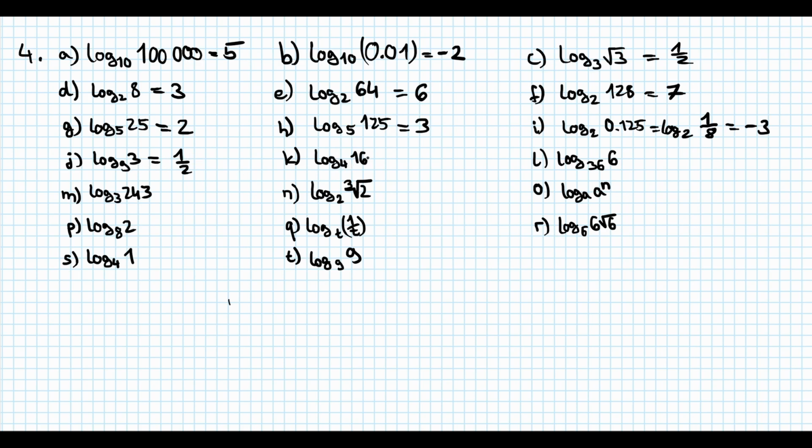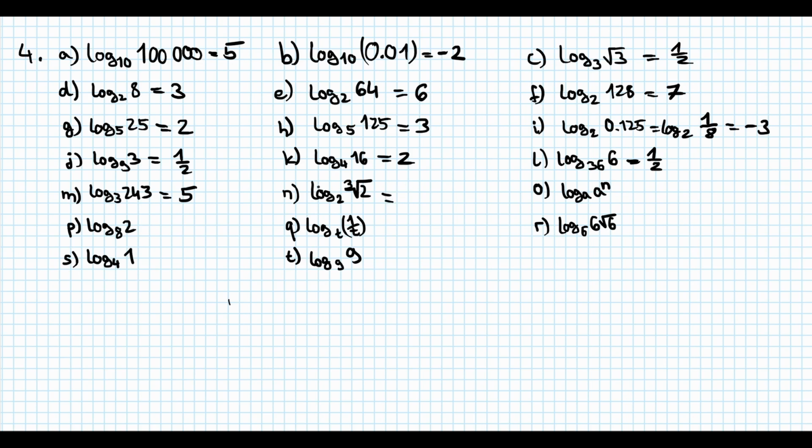And then log base 4 of 16, that's just 2. Log base 36 of 6, the same here. Taking the square root of 36 will be 6, so that's 1/2. Log base 3 of 243. This is a little bit more difficult. 3 to the power of 5 is actually 243, and you can check that also with the calculator.